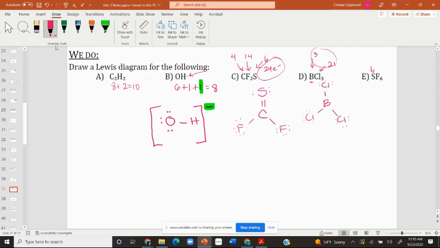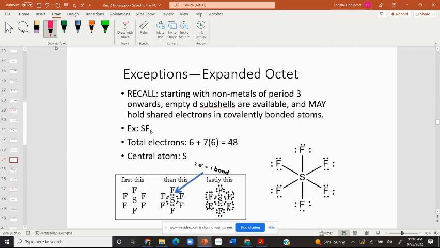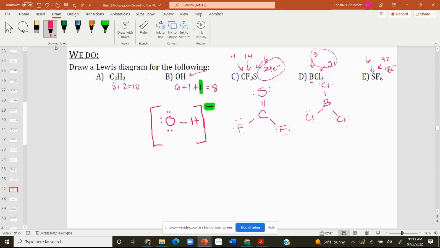All right. Sulfur is 6. Fluorine is 6 times 7, 42, for a total of 48. And I had already done this one back in the notes a couple slides ago. So you can see what that guy would look like if you just want to reference that. And then we can move on. Make sure that I've got everything covered for today.